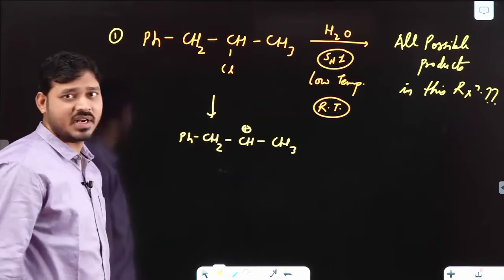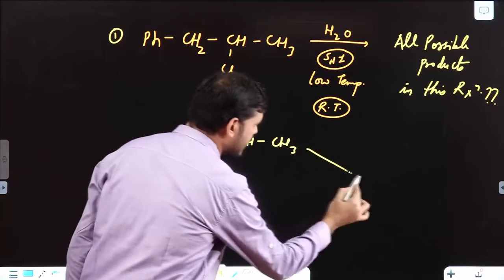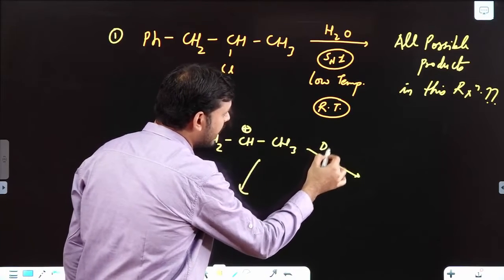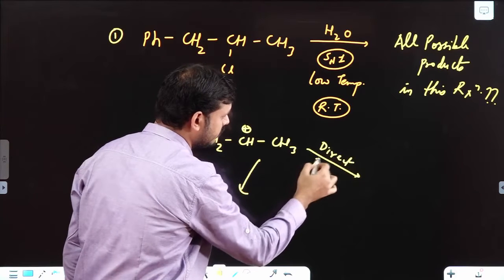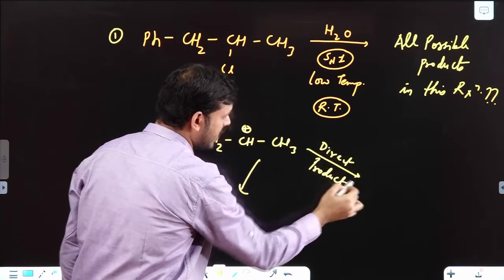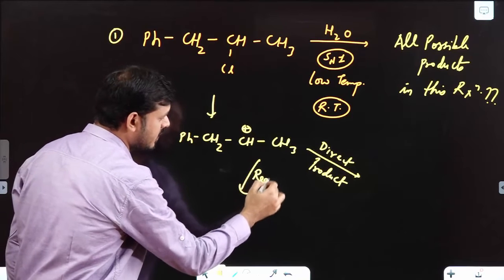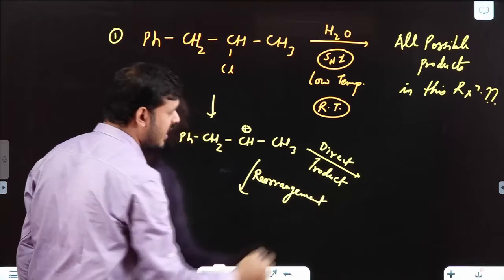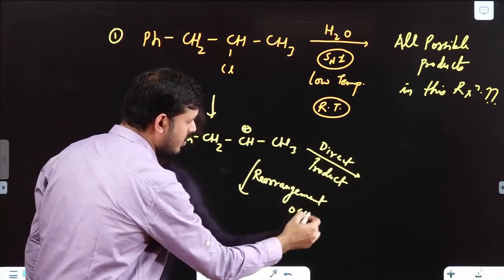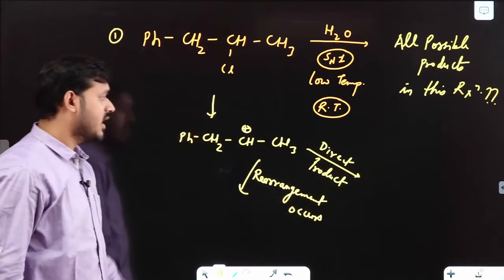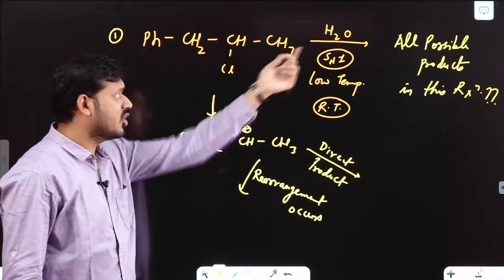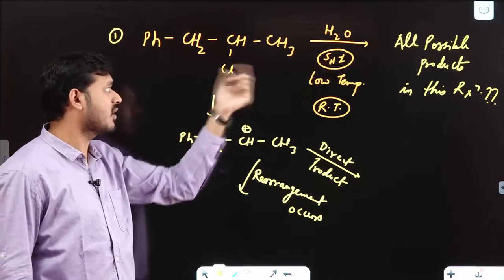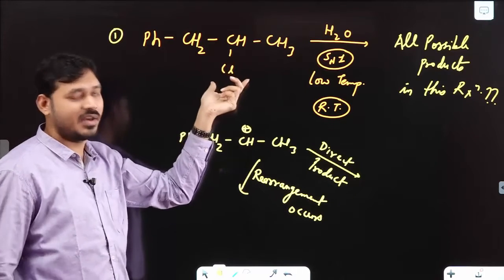This carbocation is generated. Now we have two possibilities. One possibility is called direct product, and one possibility is that rearrangement occurs. You have the carbocation and you have the attacking reagent, which is your solvent as well as nucleophile. Here it is water. You are making hydrolysis of alkyl halide.